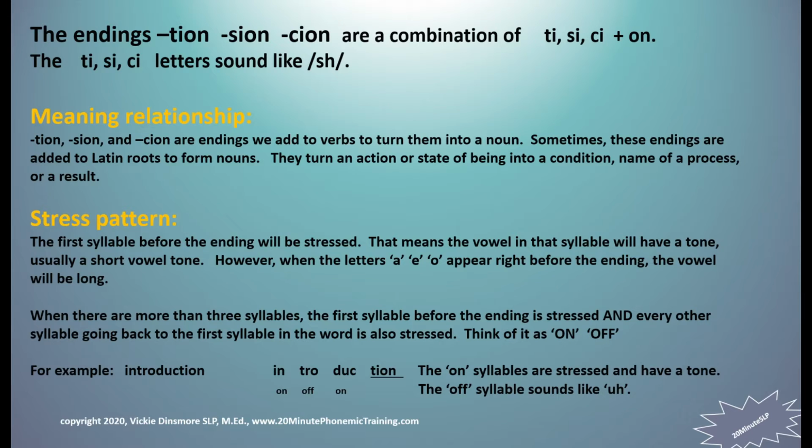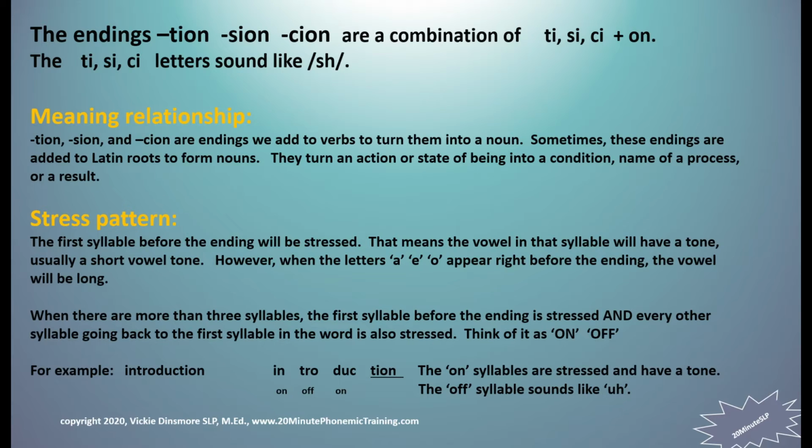Shun is an ending that changes a verb into a noun. It will turn an action or state of being into a condition, name of a process, or a result. So if you know what the verb is, when you read a word with that verb in the root, you'll have some idea about what the meaning might be based upon the ending that's added to it.